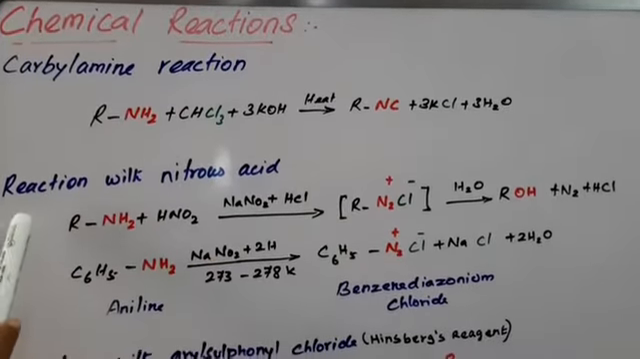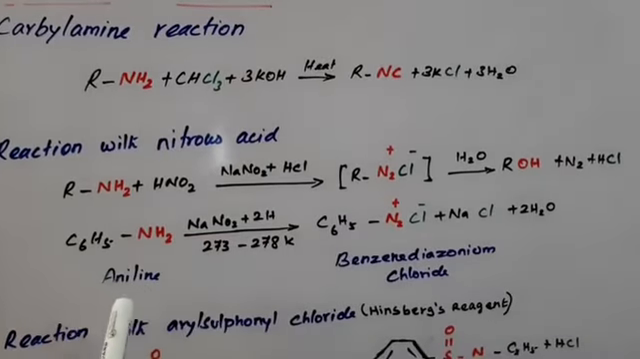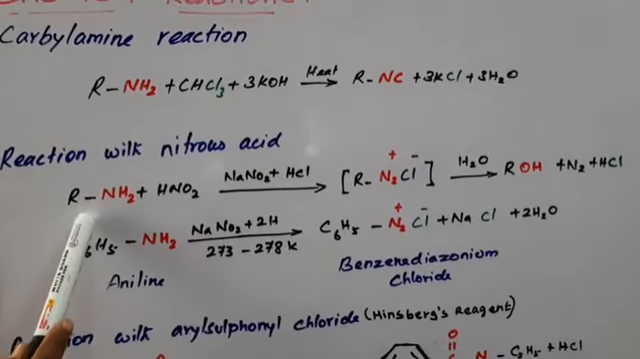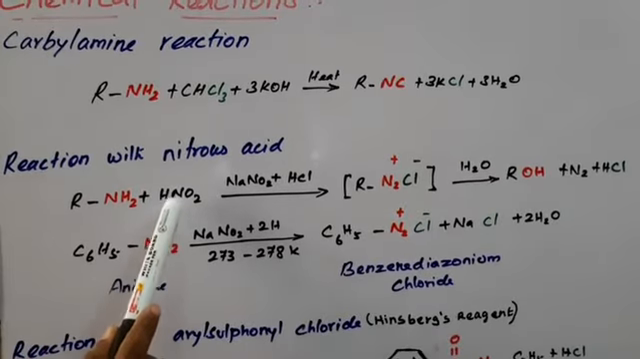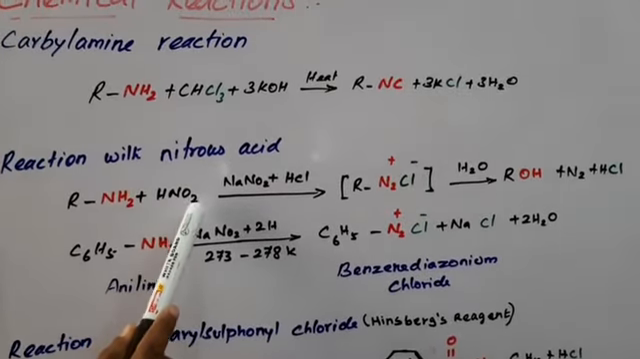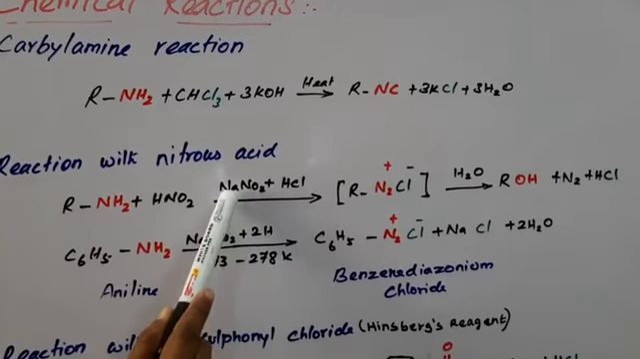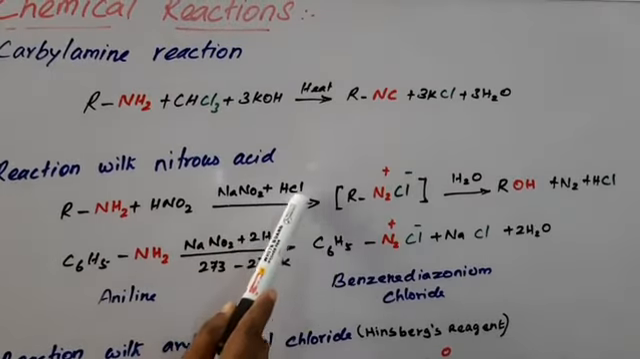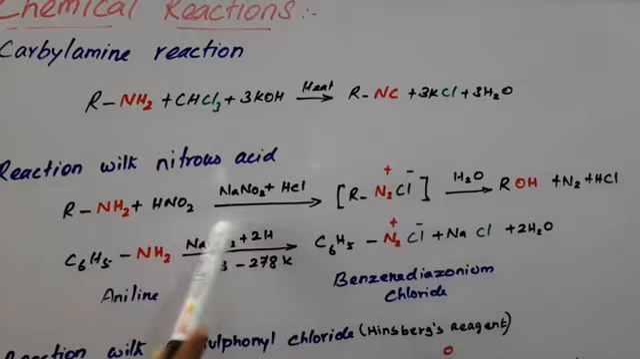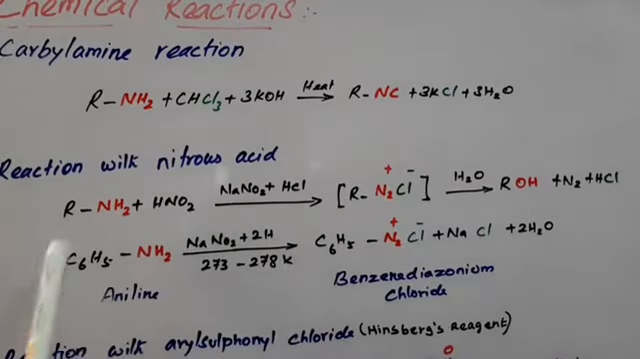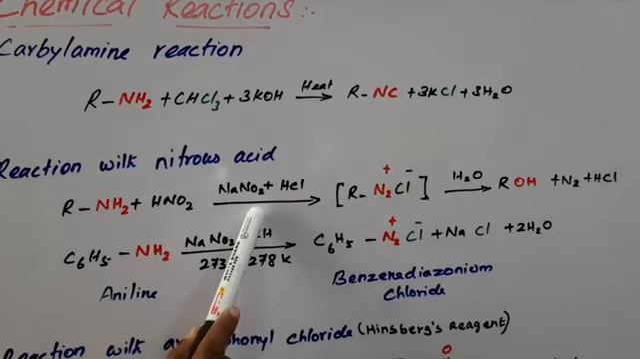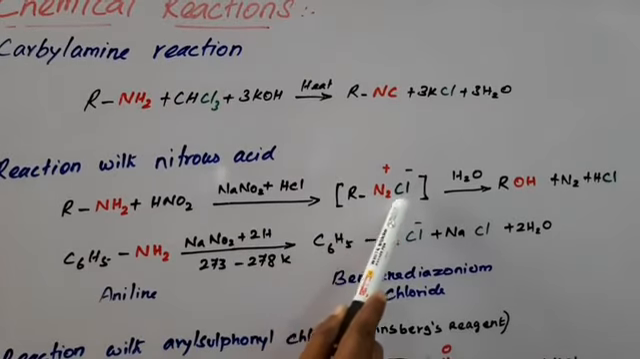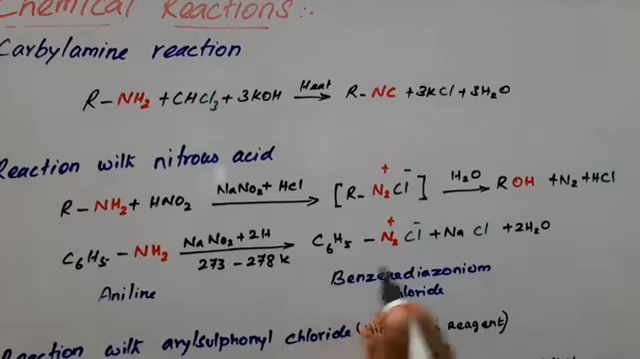Okay, right. Reaction with nitrous acid. Alkyl amine, primary amine, reacts with nitrous acid. This is nitrous acid, NaNO2 (sodium nitrite) plus HCl. Wherever you see this mixture, this is the nitrating mixture. Primary amine in the presence of this mixture forms alkyl diazonium chloride.